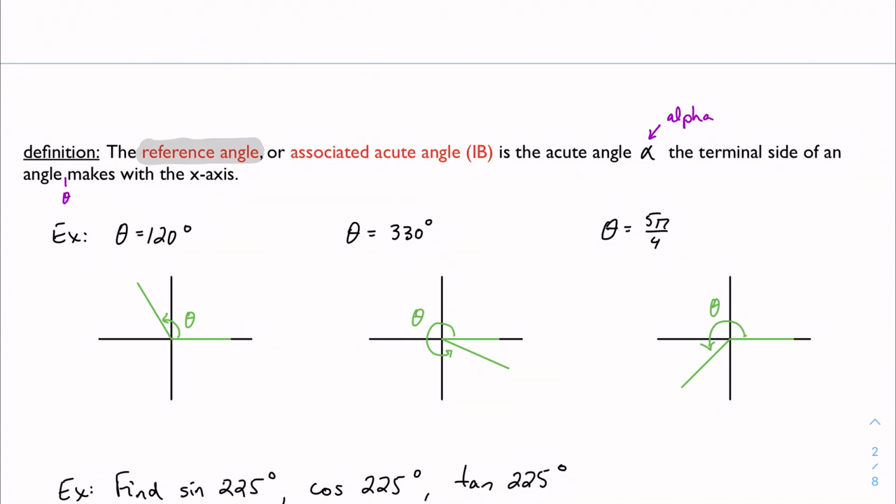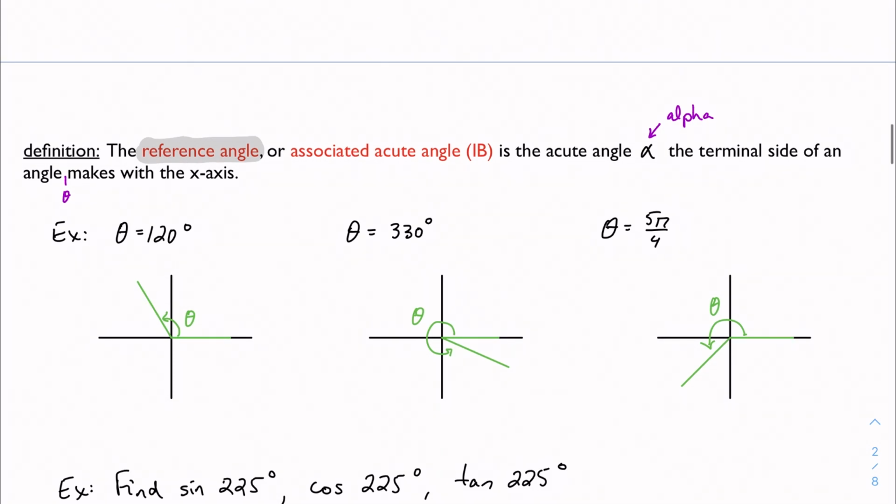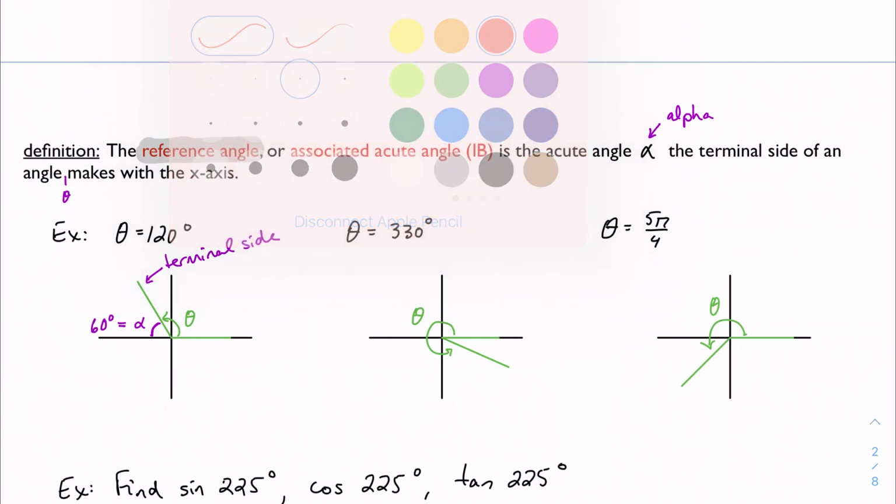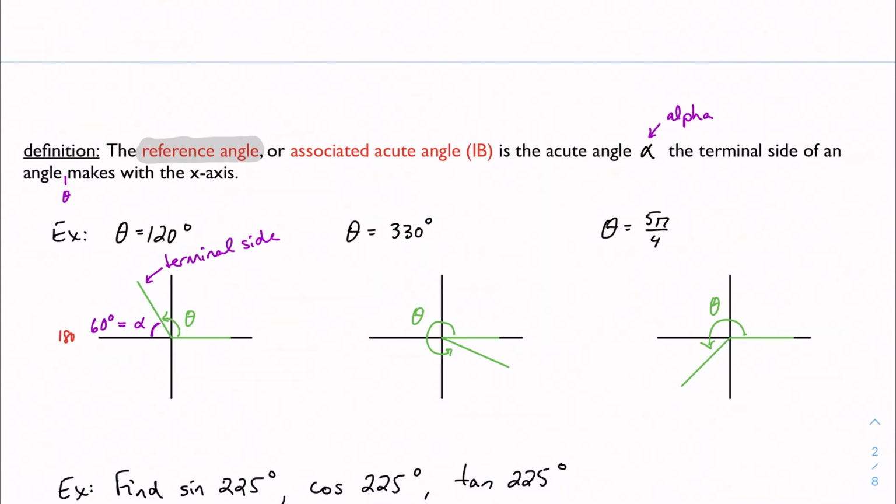So if I look at my first example here, my 120 degrees, the acute angle I can draw with this terminal side of the angle would be this right here in purple. This we'll call alpha. And the distance from my terminal side down to the x-axis, if I went all the way out to this part of the x-axis, that's 180 degrees. So from 120 to 180 degrees, we'll put that in a different color in a minute, makes an angle of 60 degrees from the x-axis to the terminal side.